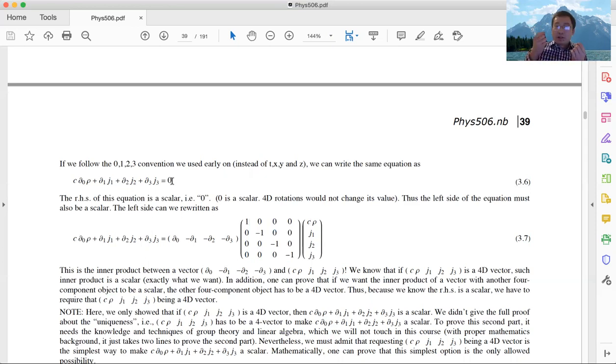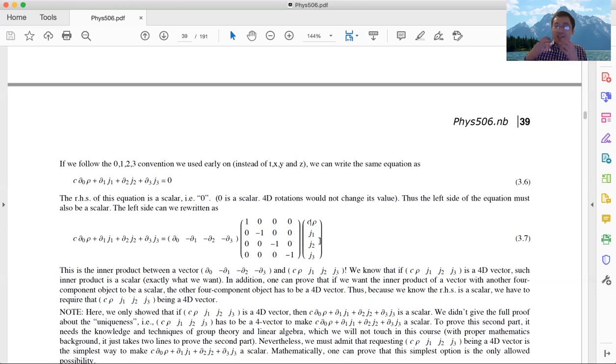In other words, in order to make sure the continuity equation follows the structure of scalar equals scalar, we have no other option. The only option here is to require that this rho j, j, j is a 4D vector. If it's a 4D vector, this whole thing gives me an inner product of two vectors. It's a scalar, so I have scalar equals scalar.